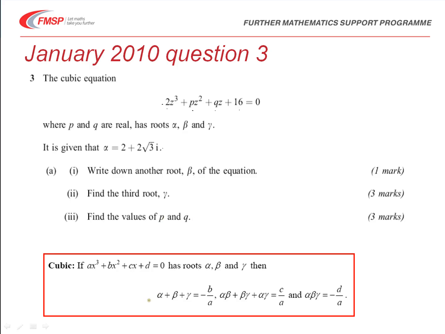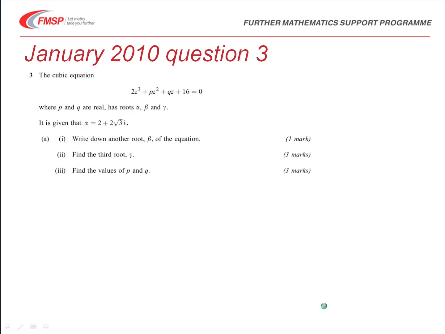The key facts which are helpful in this type of question are the relationships between the roots: alpha plus beta plus gamma equals minus B over A, the pairwise products alpha beta plus beta gamma plus alpha gamma equals C over A, and the product of the roots alpha beta gamma equals minus D over A. So let's get started on this question.